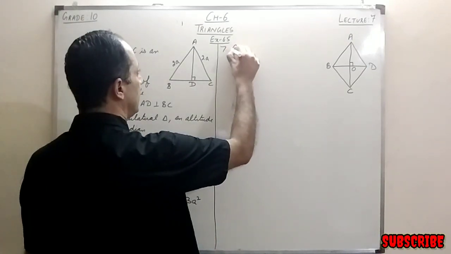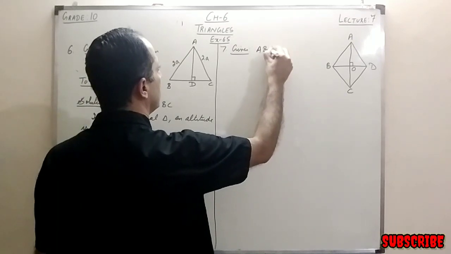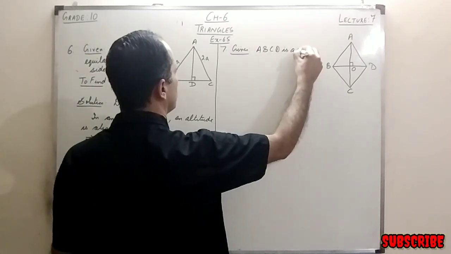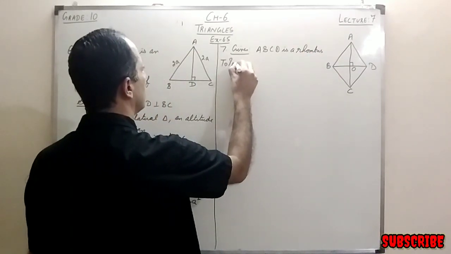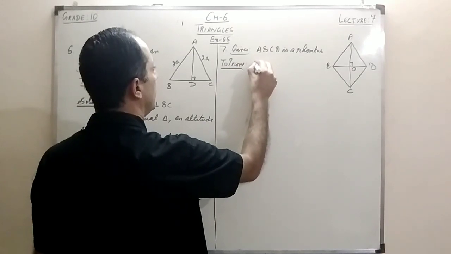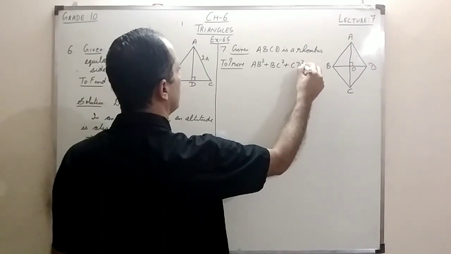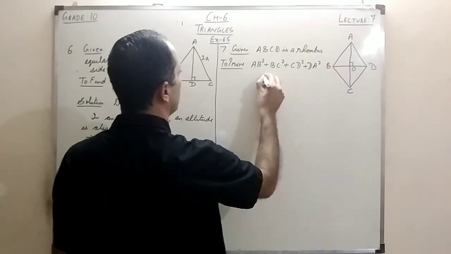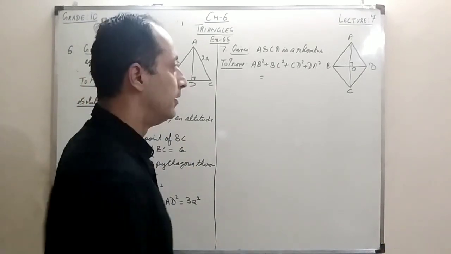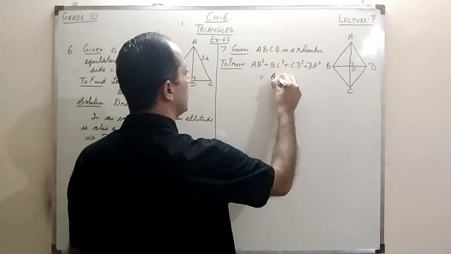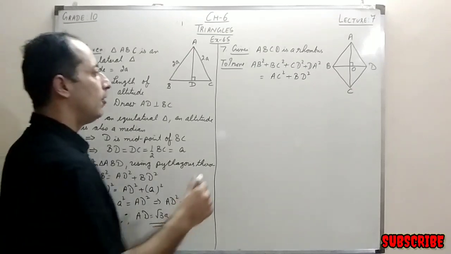Now what is given? First thing we write what is given to us. It is given that ABCD is a rhombus. And what I have to prove here is that AB square plus BC square plus CD square plus DA square, since all the sides are equal, we can also write 4 times AB square, is equal to AC square plus BD square.